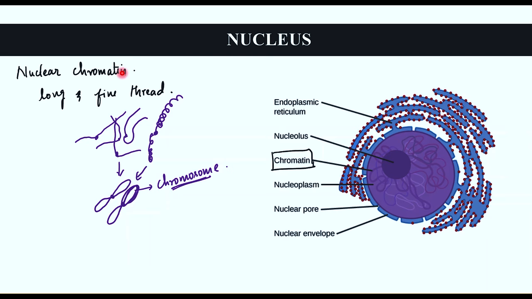This nuclear chromatin is a long thread-like structure. It will be looking like this when the cell wants to get replicated. If it wants to synthesize, okay, these thin chromatin fibers will be condensed. Condensed in the sense it will be coiled like a spiral, and then finally it forms the structure like this. So this is called as the chromosome. So now we are going to see about chromosomes.